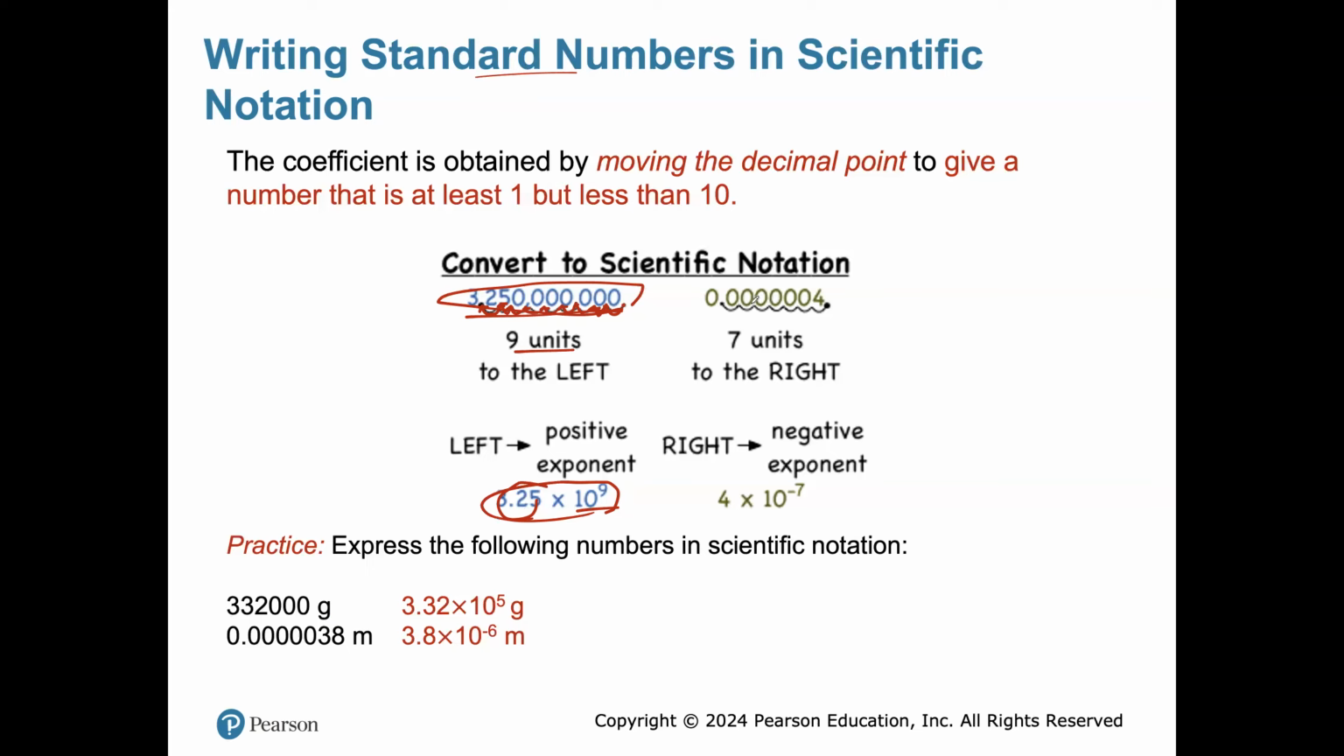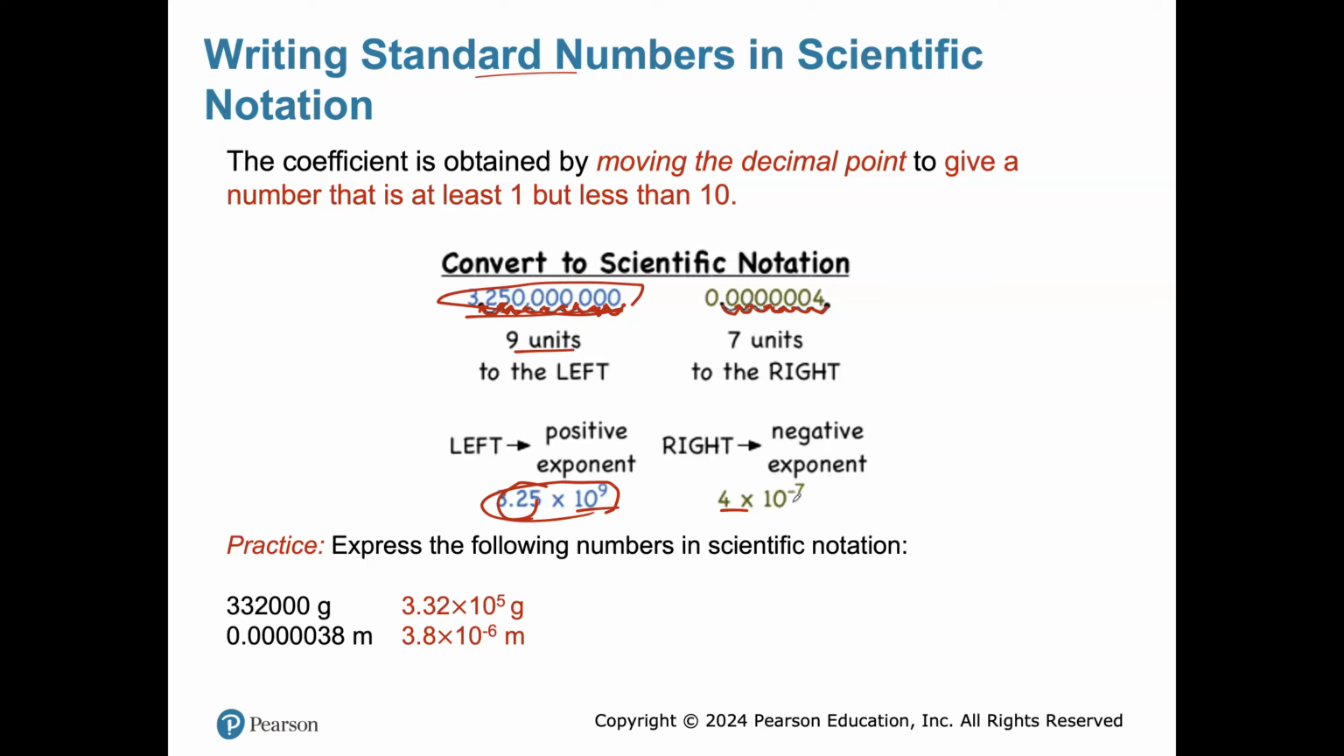This is 0.000004. Now we want to move the decimal to the point where we get a number between 1 and 10, meaning we need to move the decimal to the right. Move 1, 2, 3, 4, 5, 6, and 7 times. We get 4. Since we moved the decimal to the right 7 times, it's 4 times 10 to the -7.